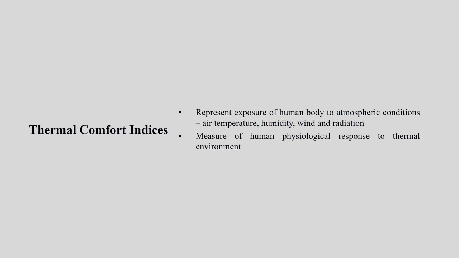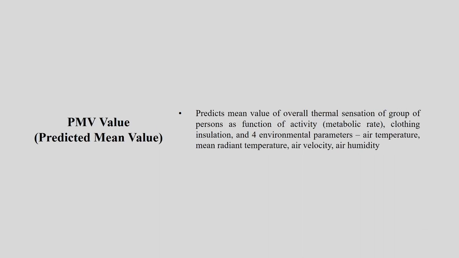So coming to the thermal comfort indices. What are thermal comfort indices? They represent the exposure of the human body to atmospheric conditions: air temperature, humidity, wind, and radiation. It is a measure of the human physiological response to the thermal environment. A very basic one is the PMV. I mentioned it earlier, that is the predicted mean vote. It predicts the mean value of overall thermal sensation of a group of persons. So it's not a single person, it's a group of persons, as a function of activity, clothing insulation, and four environmental parameters: air temperature, mean radiant temperature, air velocity, and air humidity.